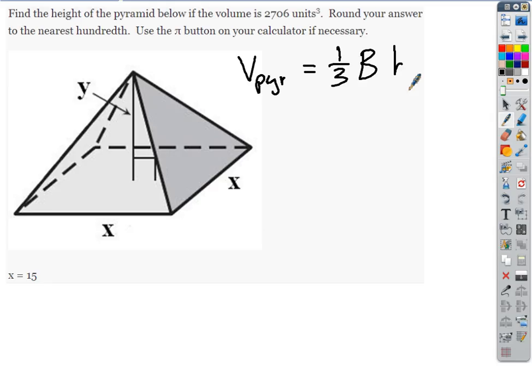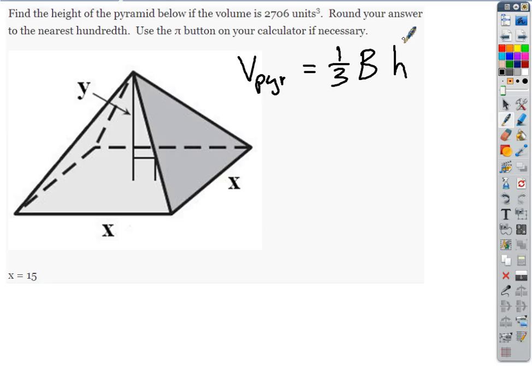Okay, and we're looking for the height this time, aren't we? Trying to solve for h. Okay, good. So all we've got to do on these is figure out what B is, and the volume is given to us, and then I can plug that stuff in and solve for h, isolate h. So what's the shape of the base on this one? Square.